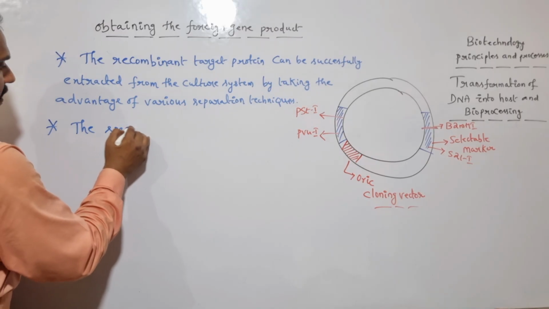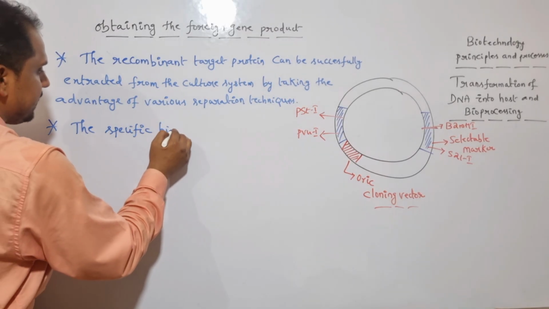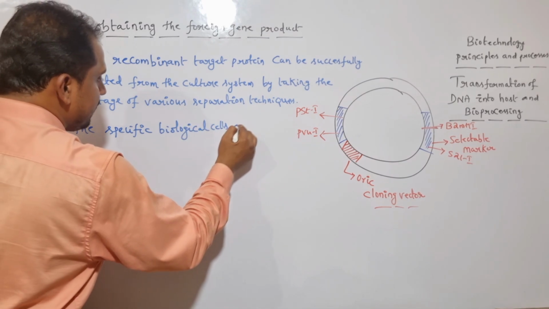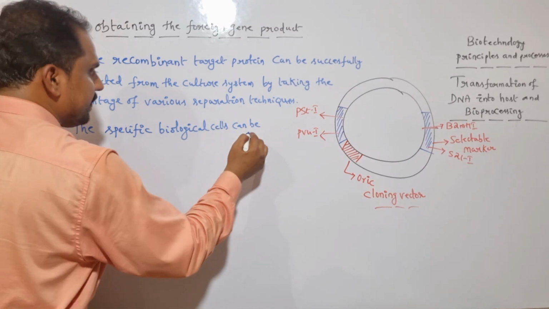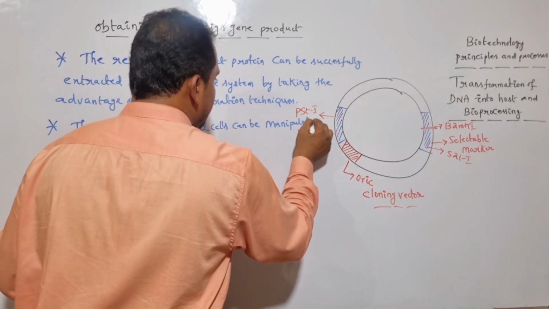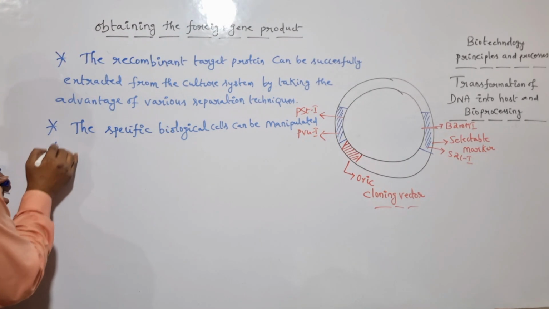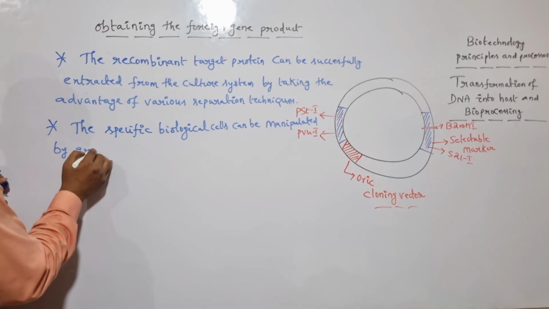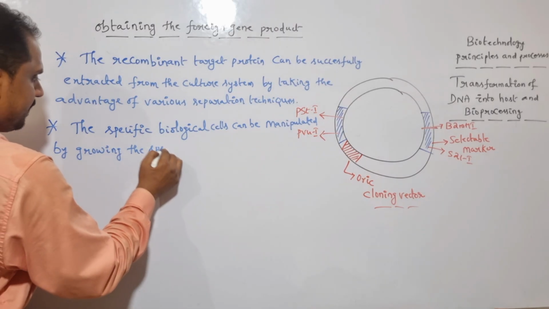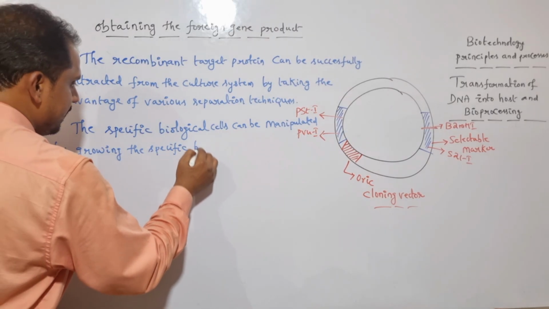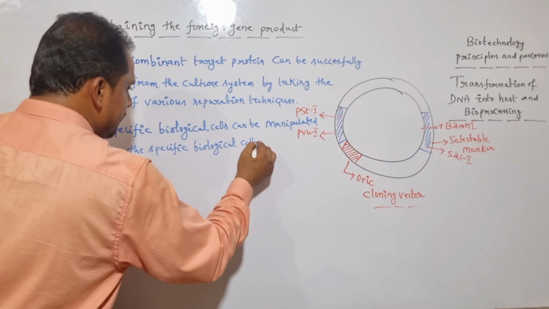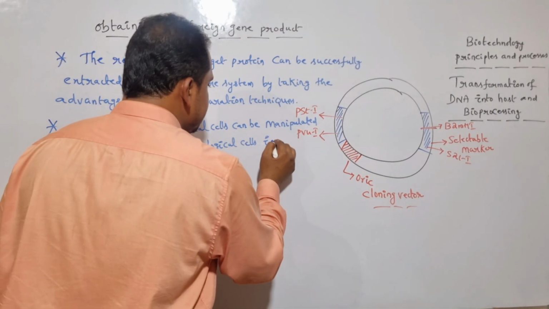The specific biological cells can be manipulated by growing the specific biological cells in a continuous culture system.